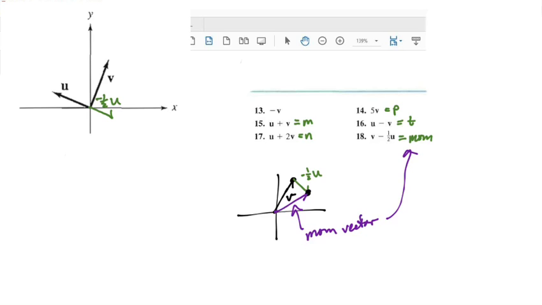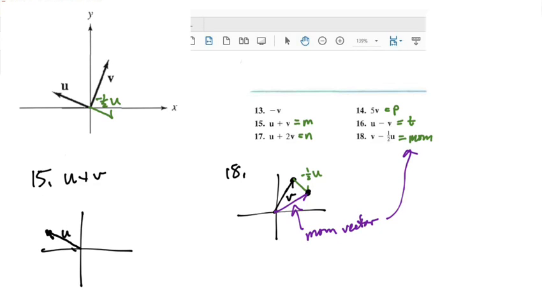So let's do another one for clarification. We'll do the m vector. So number 15, this one was 18. For 15, it says u plus v. So how do we do that? Well, we're going to take the u vector, which actually goes like this. I'm just trying to copy the other one. Does that kind of look like the other one? It doesn't have to be exact, doesn't have to be perfect. So that's my u vector.